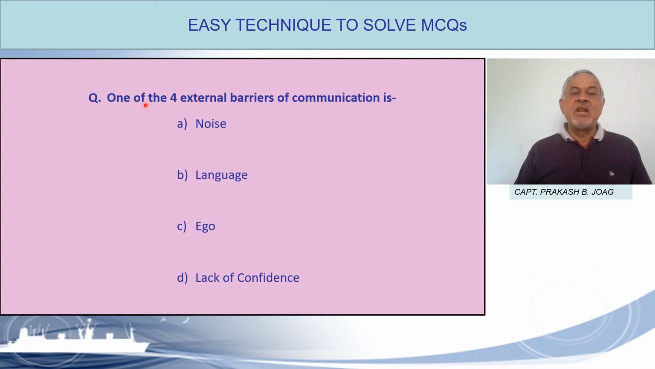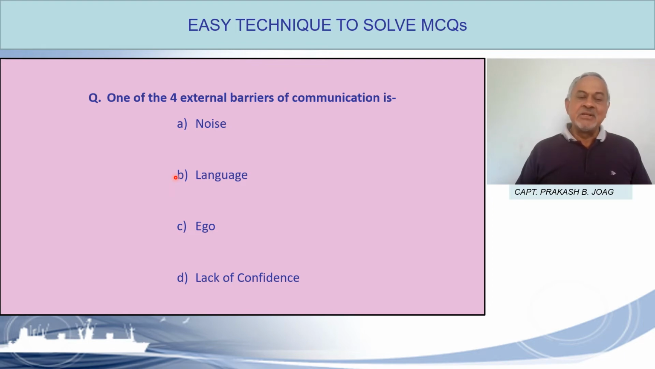Let us see a similar type of MCQ. One of the four external barriers of communication is: first option is noise. And noise internally you cannot make. Noise is made by external forces, external people or external surroundings. So this can be, we will keep it separate. Okay, A option. Let us see the second option, language.